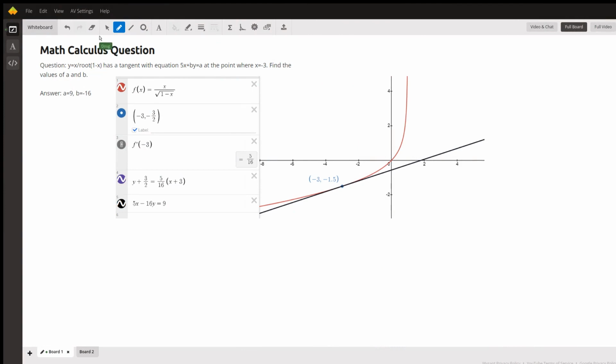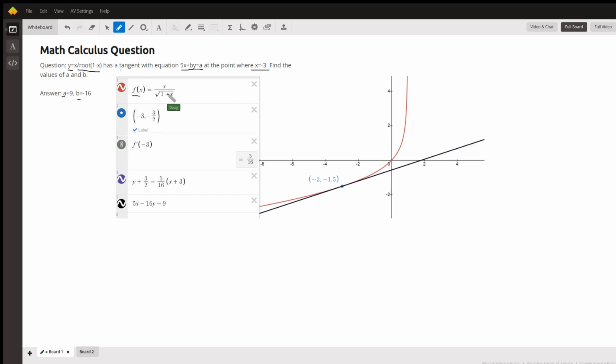Okay, you're given this function, y equals x over the square root of 1 minus x, and we're told that it has a tangent line with an equation that looks something like this at the point where x equals -3. Find the values of a and b. Okay, and here's a picture from Desmos that indicates what's going on.